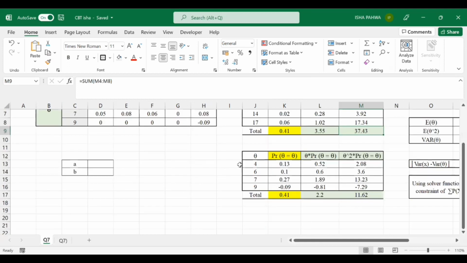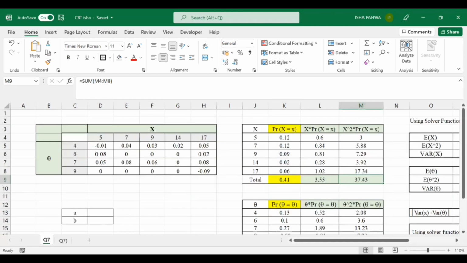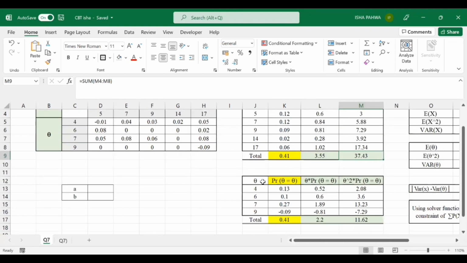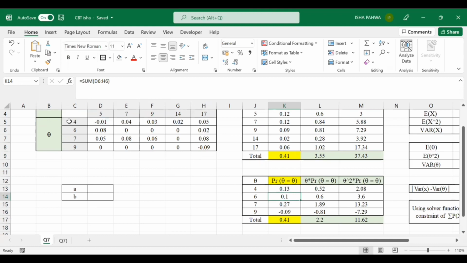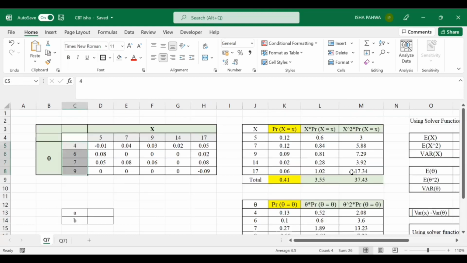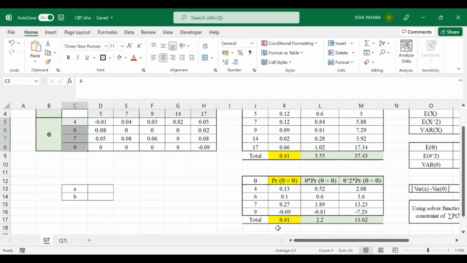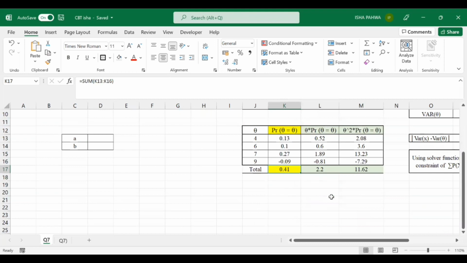So basically, we would repeat the same procedure to find the values of probability of theta equals to theta. And we get all these values with a similar process, just in terms of theta this time instead of X. But again, the value of total probability should be 1, but in our case, there is some error because we don't have values for A and B. That's why the probability is 0.41.